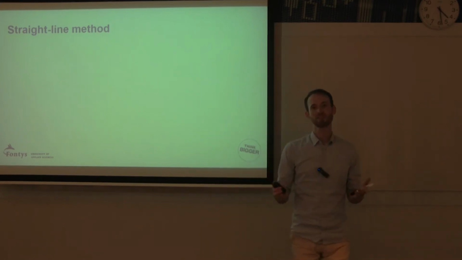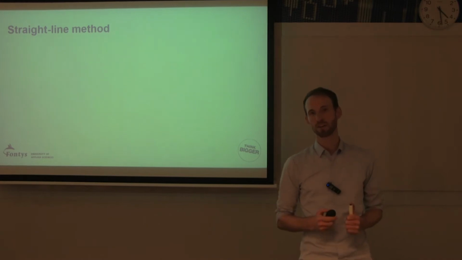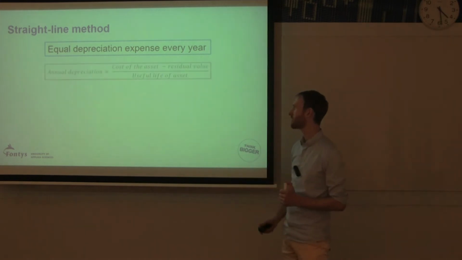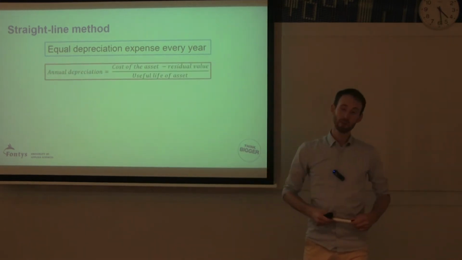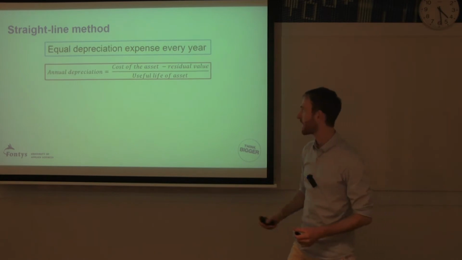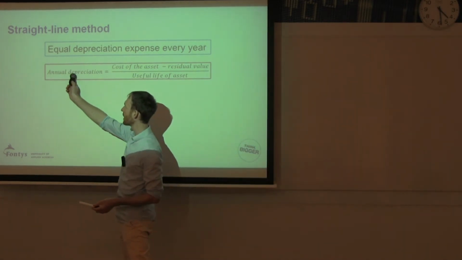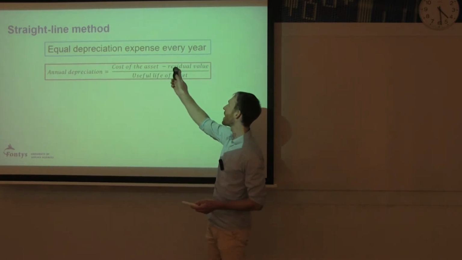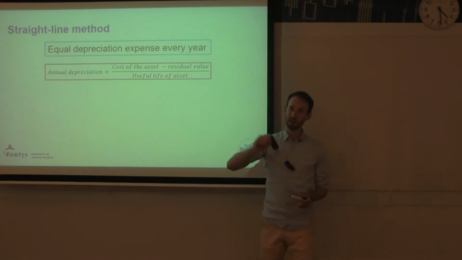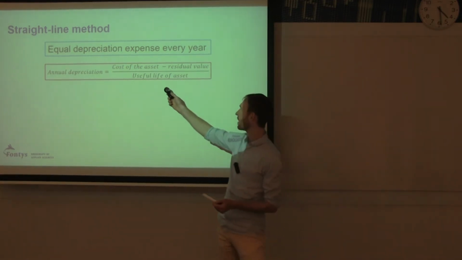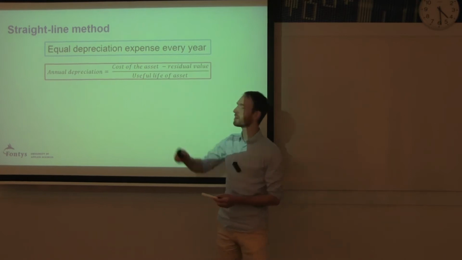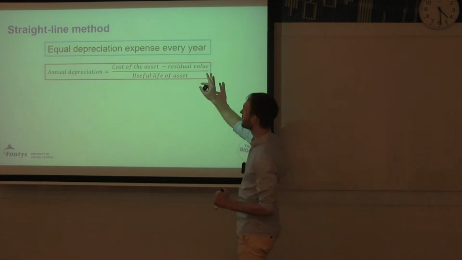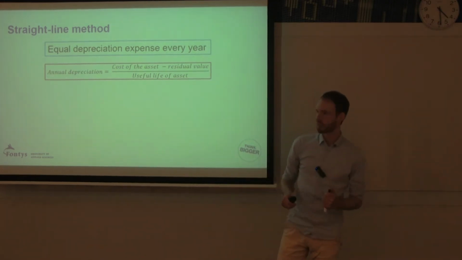Straight line is a very easy form to calculate depreciation. It simply means we have an equal depreciation every single year. And the formula for this is also not too difficult. The annual depreciation is what we paid for the asset, so the cost of the asset, minus what the asset is worth at the end of its life, divided by the number of years that we can use the asset, so the useful life of the asset.